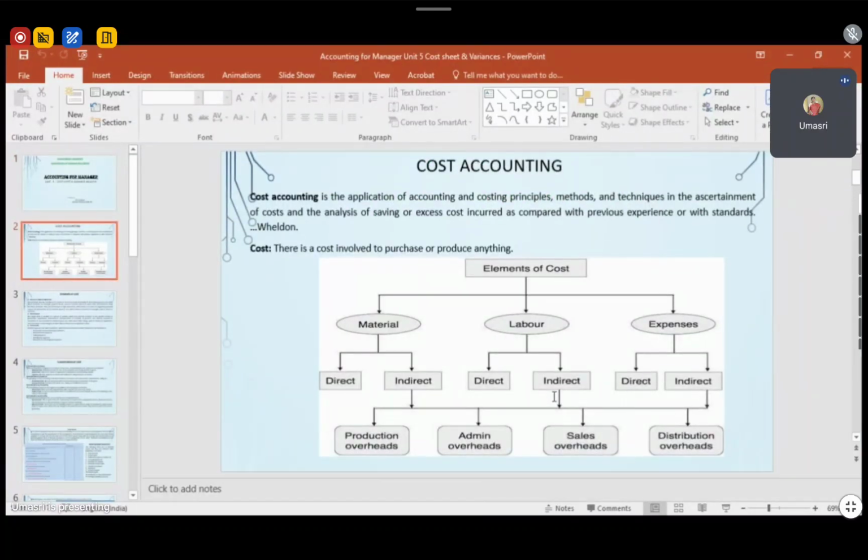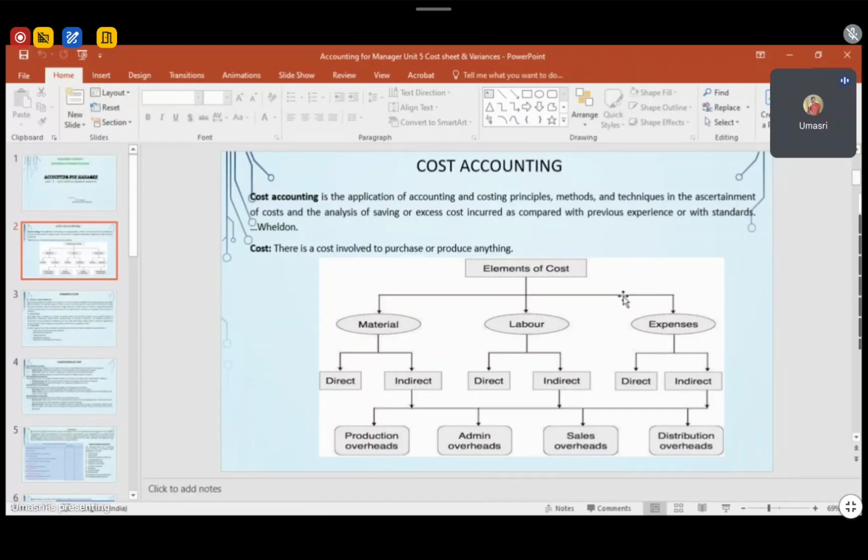Now we have completed 4 units. First unit, you have basic accounting concepts, conventions, journal, ledger, trial balance, then preparation of final accounts, and then some theory part. Then in unit 2 we have studied depreciation and ratio analysis. Unit 3, fund flow and cash flow analysis. Unit 4, marginal costing, and then unit 5, cost accounting, and you have variance, standard costing or variance analysis, right? So let us do cost accounting.